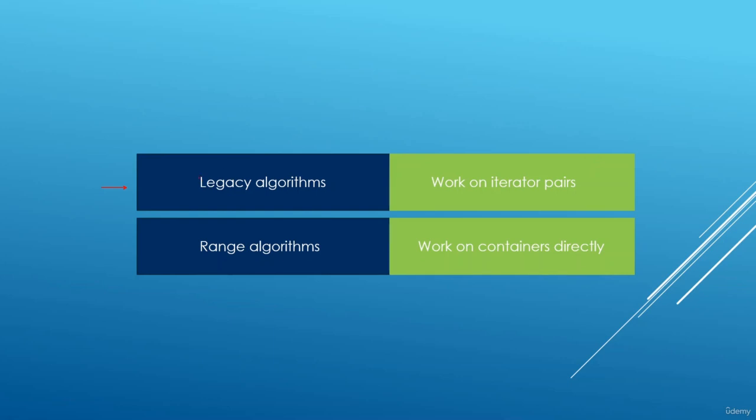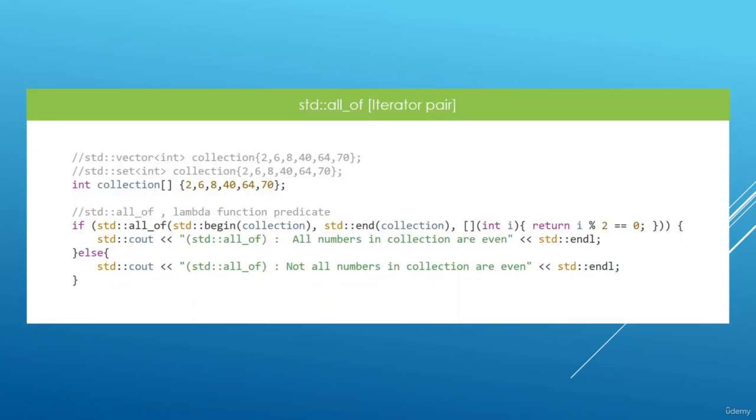We already know that we have two parts. We have legacy algorithms that work on iterator pairs. We also have range algorithms that work on a range directly. We have seen a bunch of these in the last lecture, I think, and we had a chance to look at a few examples of these things. We have non-constrained iterator pair algorithms in which you have to specify the beginning and end. This is an example for the all of algorithm here.